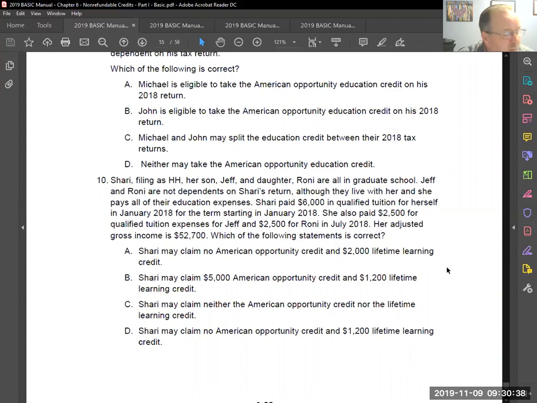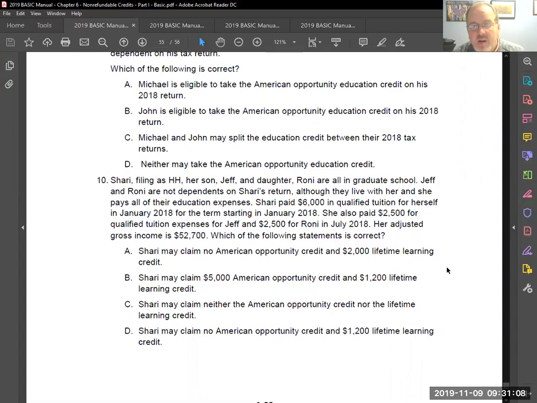Okay. Well, the one that's actually correct is D. So let's kind of pick it apart. That one's saying Sherry may claim no American opportunity. Everybody's in graduate school, so we're really at the lifetime learning. Remember, American opportunity is undergraduate, first 4 years, and the $1,200 is the lifetime learning credit, okay? Even though she paid $2,500 for Jeff and Ronnie, they are not dependents on her return. You know, this is a credit that follows the dependent, so we have to be sure that we're aware of that, okay?